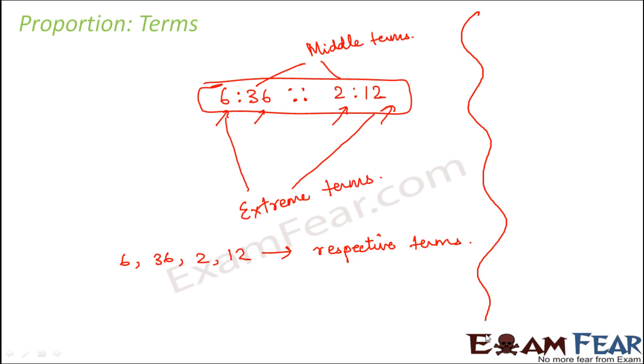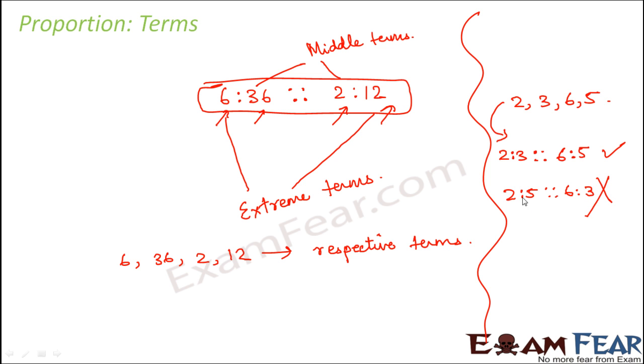Let me give you another example. Let's say I say that 2, 3, 6, 5 are respective terms in a proportion. That means this actually tells us that 2:3 is proportional to 6:5. So this is the correct interpretation. Now instead of this, if you write 2:5 is proportional to 6:3, that is incorrect. In fact, if you place it in any other order, that would be incorrect. So the correct order would be 2:3 is proportional to 6:5.